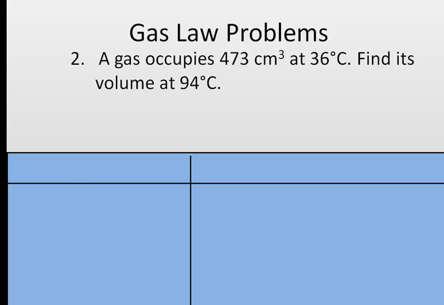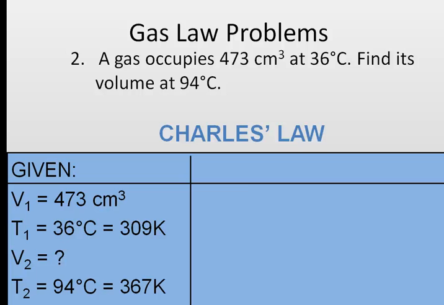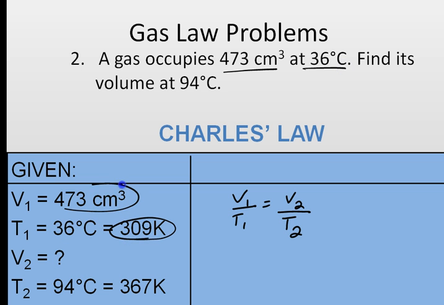Gas law problem number 2. Now we're looking at a volume and a temperature. So identify your givens. This has to be Charles' law. We were dealing with volume and temperature. V1 over T1 is equal to V2 over T2. We have the volume initially and the temperature initially, converting that to Kelvin, and that's our volume. We're solving for this, and this is our new temperature.